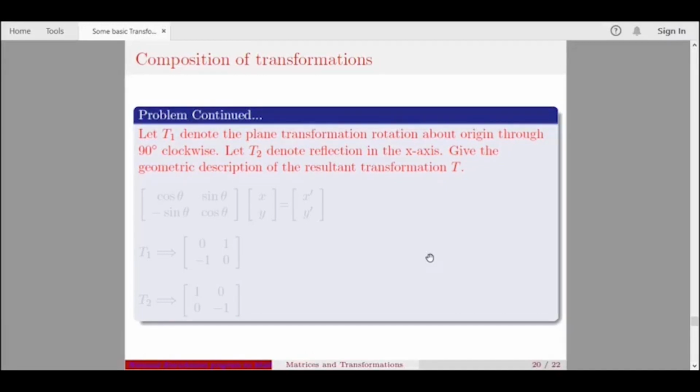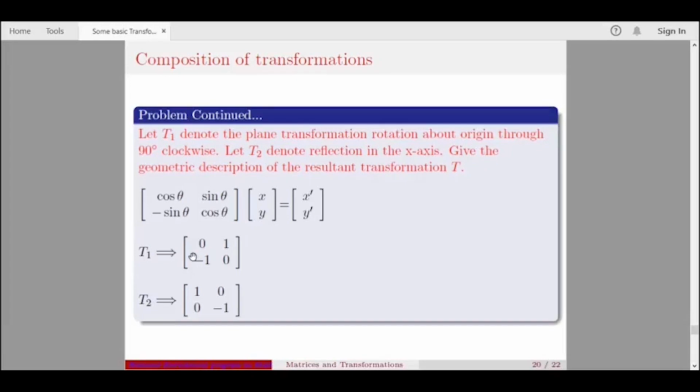So what is T1 here? T1 is rotation about origin through 90 degree but clockwise. So we have to write the corresponding matrix of the clockwise transformation. So it is cos theta, sin theta, minus sin theta, cos theta. So if xy is a point, it is transformed to the point x dash y dash. Since theta is 90, put 90 degree here. So we will get T1 corresponds to the matrix 0, 1, minus 1, 0.